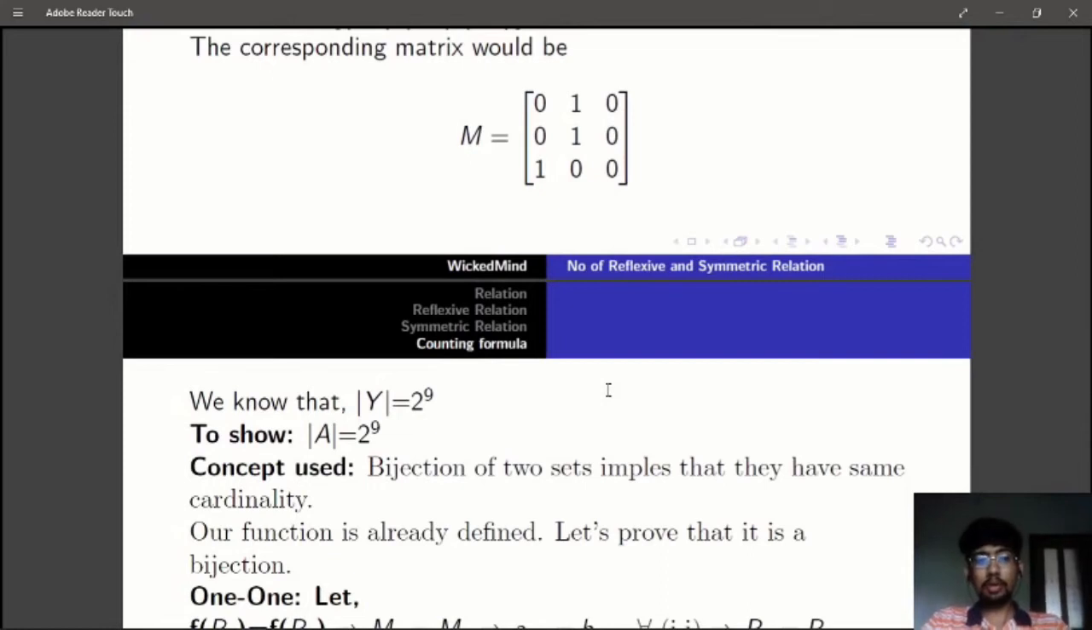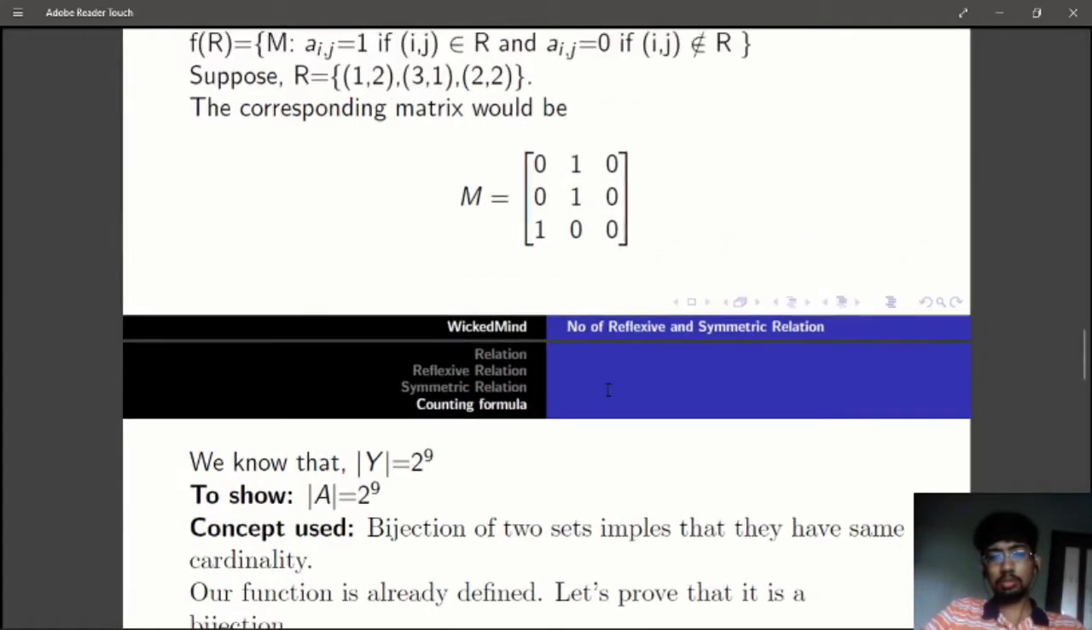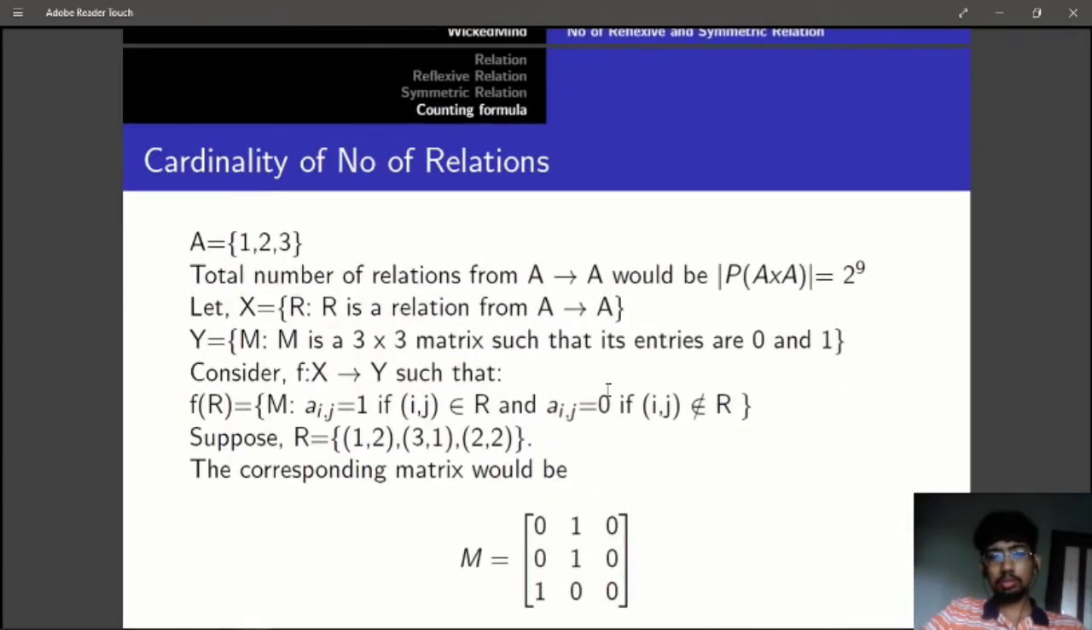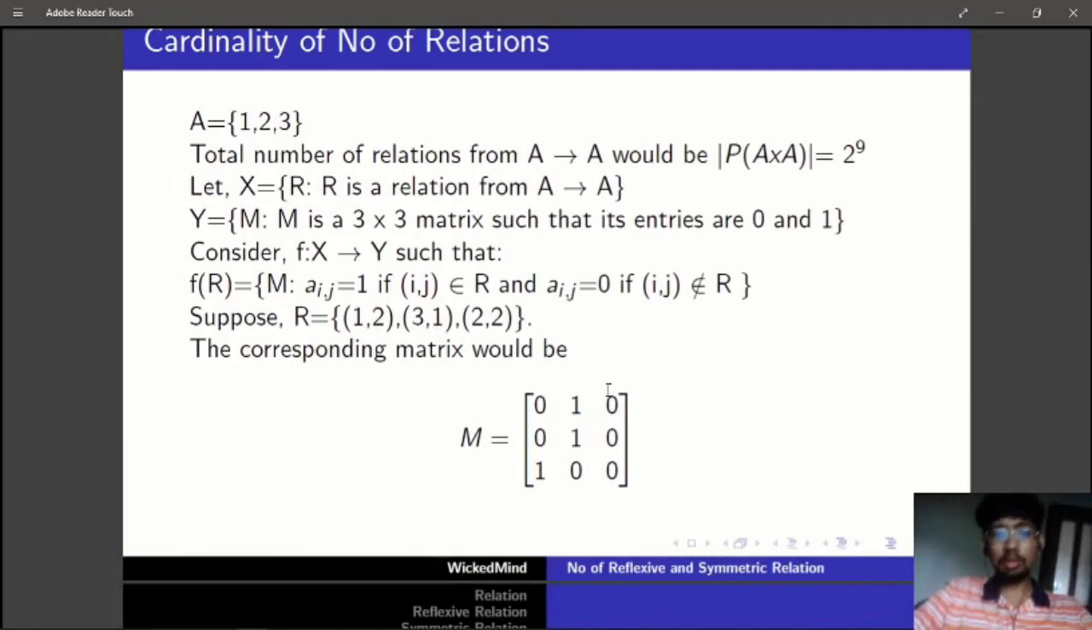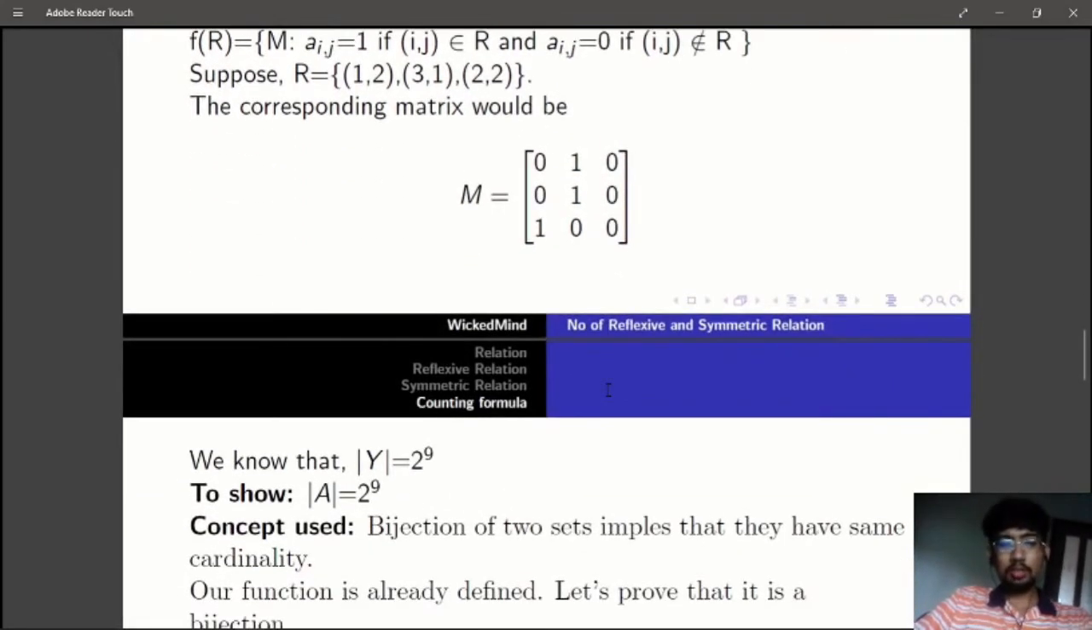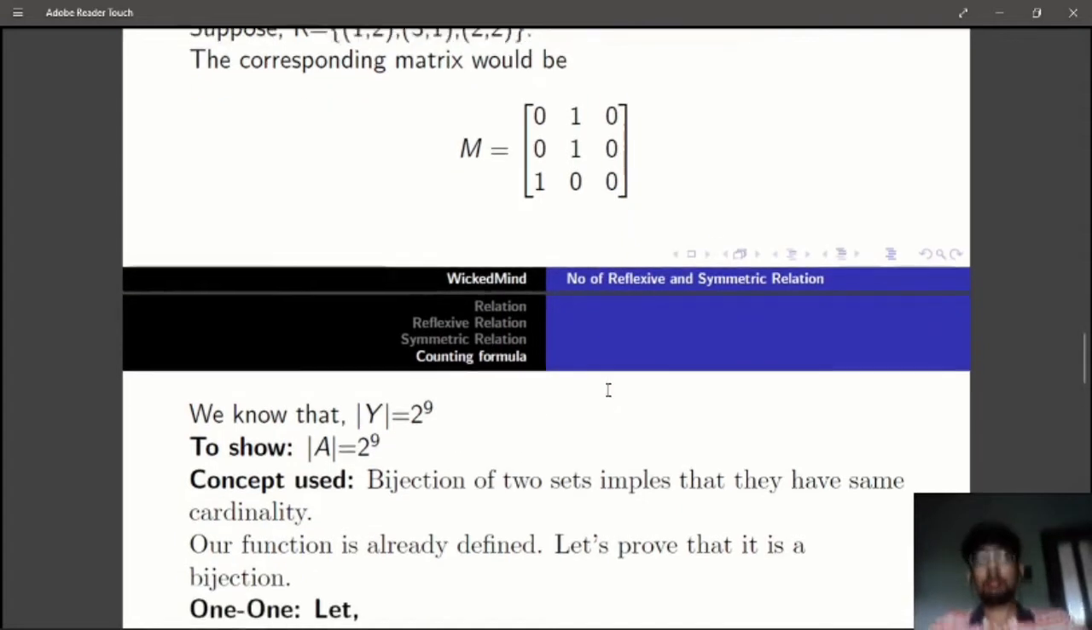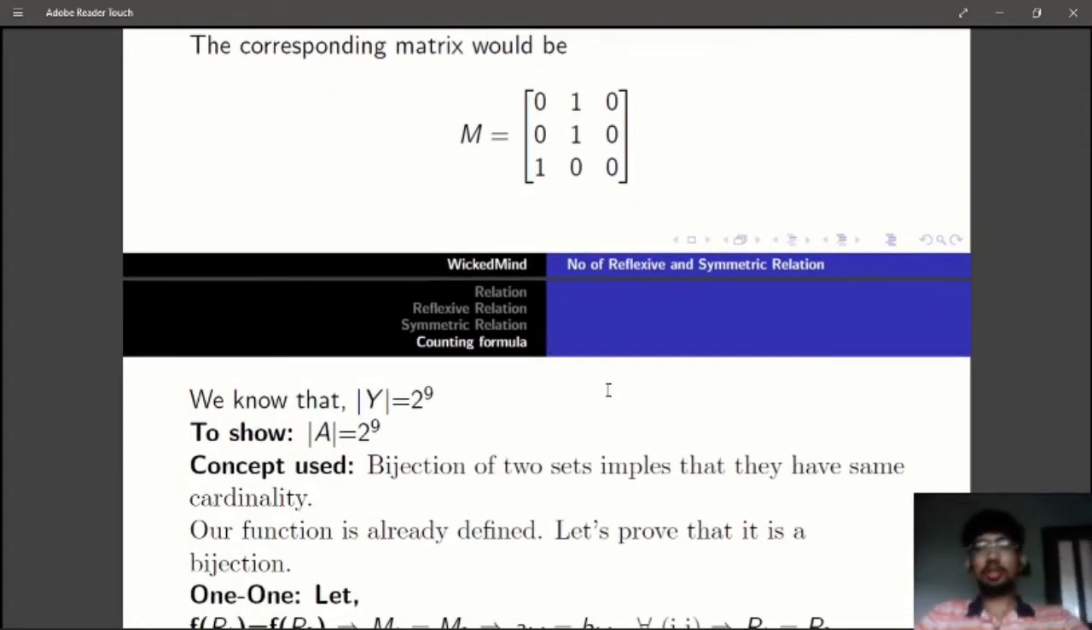Okay, so we have to show that the cardinality of X equals the cardinality of Y. Here there is a printing mistake, never mind, I'm used to it. So to show it, it must be cardinality of X equal to 2 to the power 9. Concept used: bijection of two sets implies that they have the same cardinality.